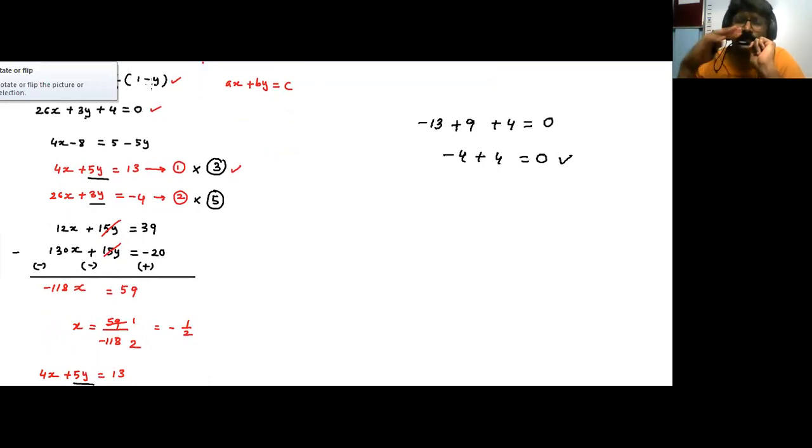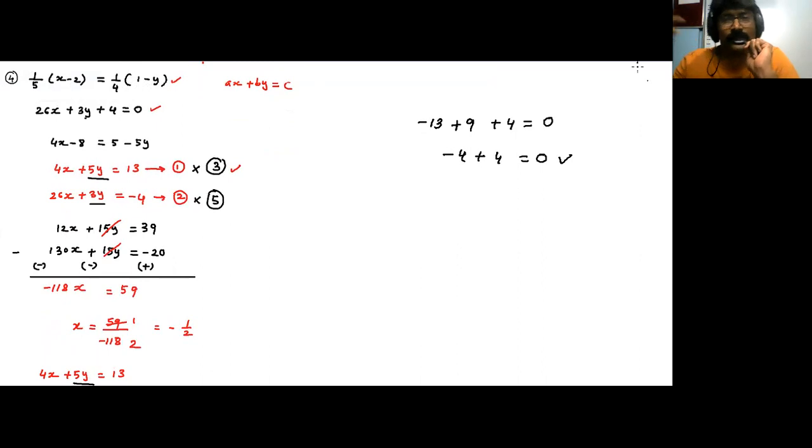Okay, so there is a long series. There would be something called the cross multiplication method. There would be something called the graphical method, simultaneous equations by graphical method. There would be many word problems. So it's a long series, guys.